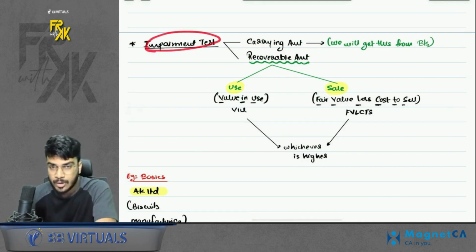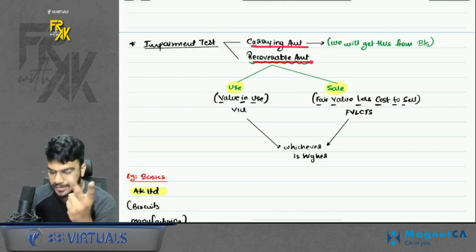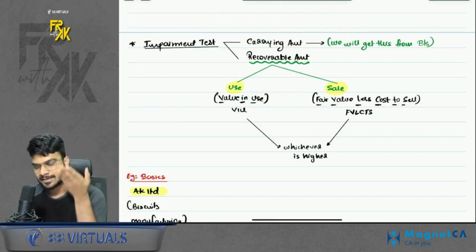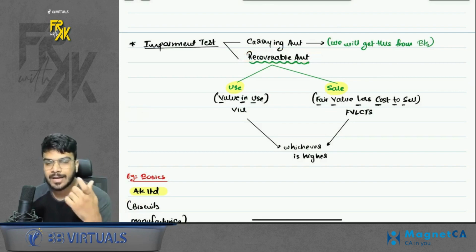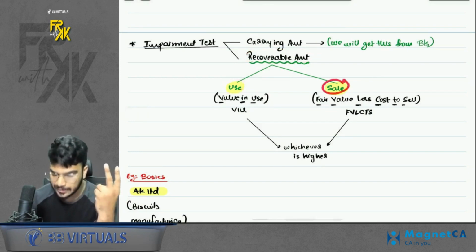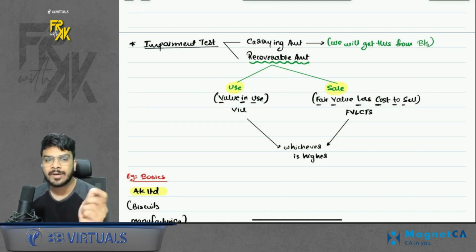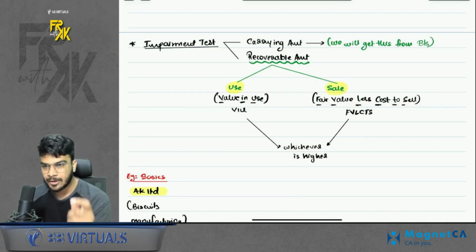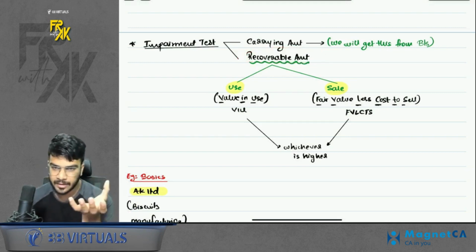So the basic example says that to conduct the impairment test, we need to find two amounts. One is carrying amount, one is recoverable amount. Carrying amount we will get directly from the balance sheet, the cost of the asset minus depreciation. How do we get the recoverable amount, right? To recover the value of the asset, you have two methods. Either you can use the asset or you can sell the asset, right? If you want to use the asset, the value is known as value in use, and if you wish to sell the asset, that amount is known as fair value less cost to sell. So to recover the value of the asset, you only have two methods: either use it or sell it, right?